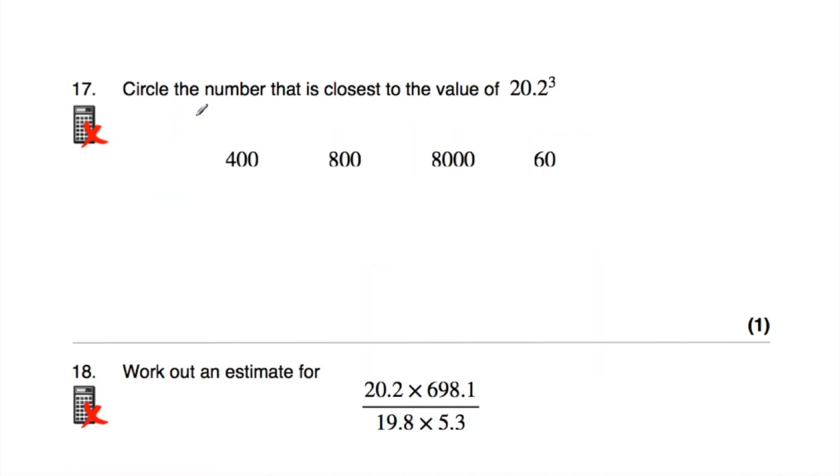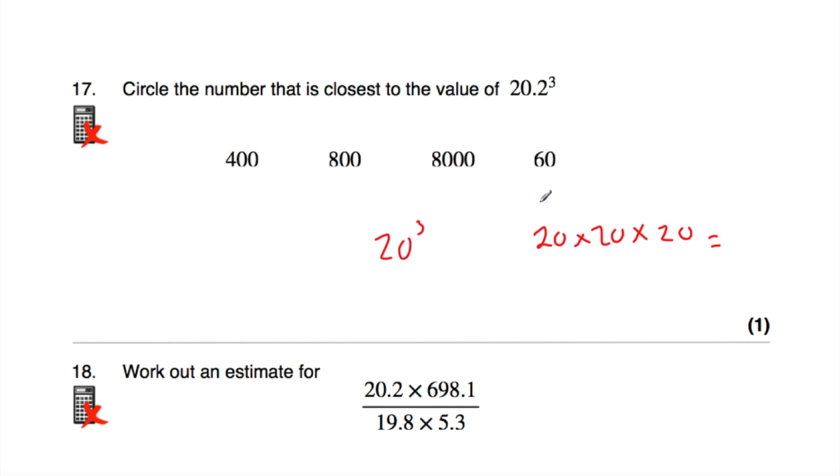Question number 17 says, circle the number that is closest in value to 20.2 cubed. Okay, so 20.2 cubed. Well, I'm going to do an estimate. I'm going to work out 20 cubed and see what that is. Because it's cubed, we're going to multiply by itself and by itself again. So we're going to take 3 20s and multiply them together. 20 times 20 is equal to 400, and times another 20 would be equal to 8,000.